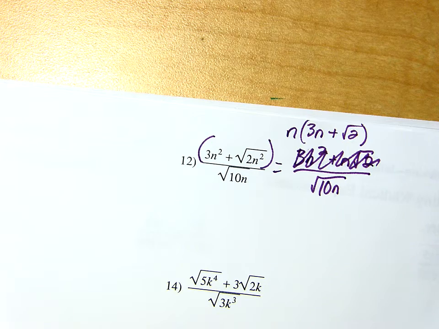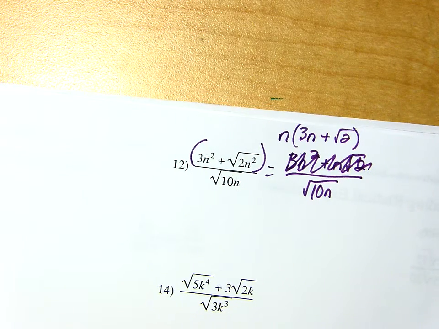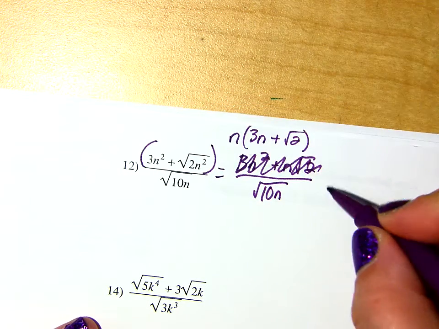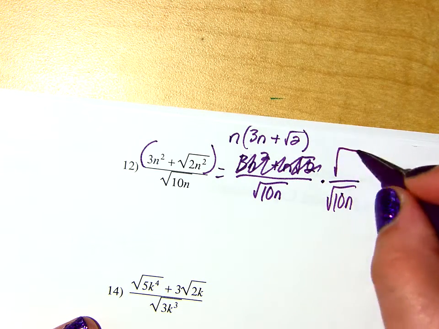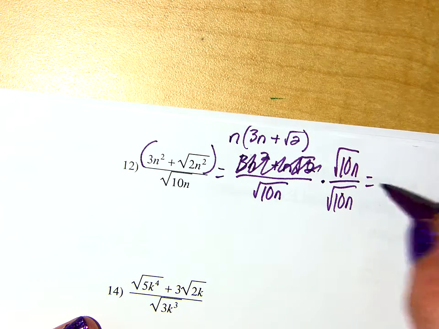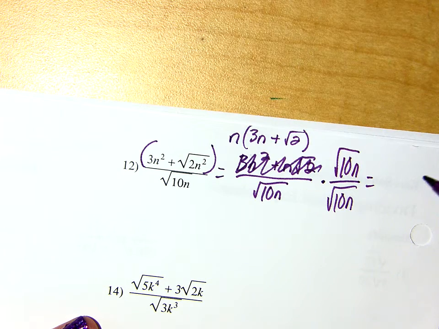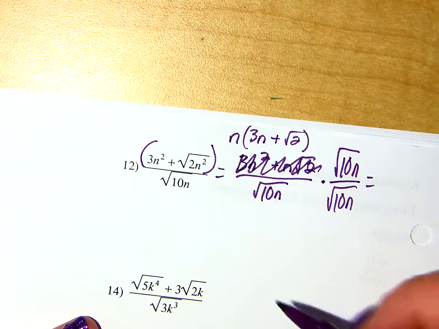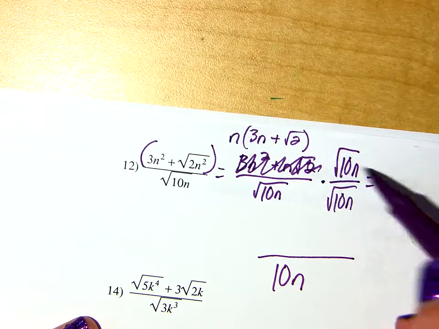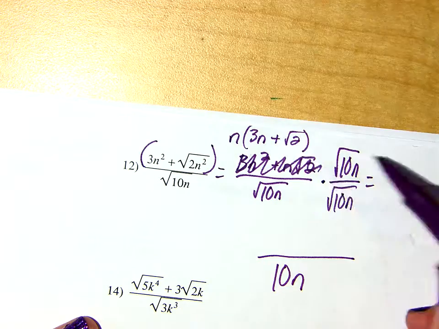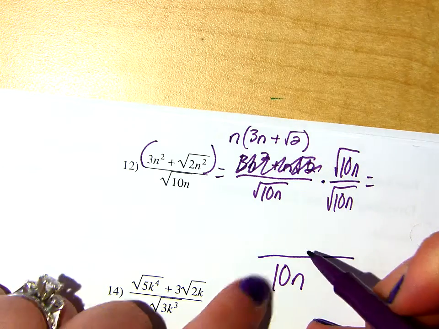So now I do have to get rid of that square root of 10n in the denominator. So let's multiply top and bottom by square root of 10n. Okay, so now here's what I get. My denominator is just 10n. That's easy. Up top, I have all this stuff going on. Woo, dear.